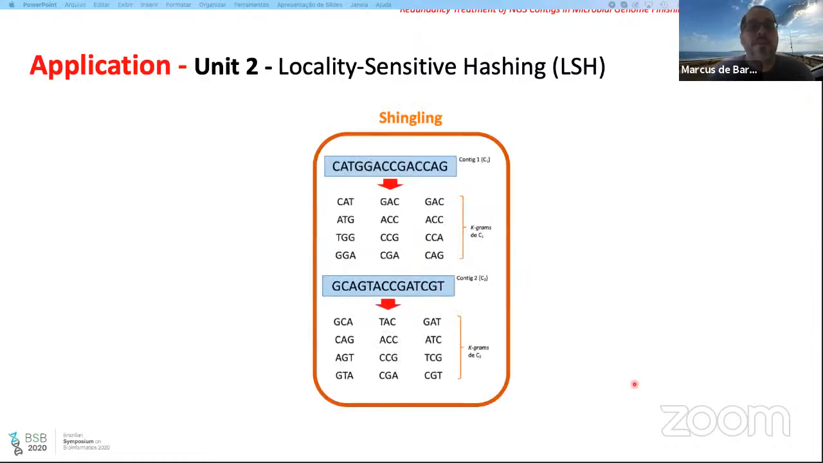We'll briefly resume now. In the shingling step, we have, for example, these 2 contigs, contig 1 and contig 2, and we generate the K grams. The K grams are generated in a similar way we generate the K-mers. They are just like the K-mers, but with small sizes. Here we have K equal to 3. So here we have the K grams for contig 1 and the K grams for contig 2. This is the shingling step.